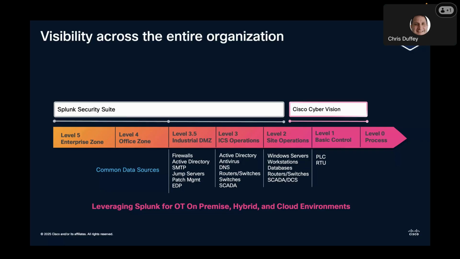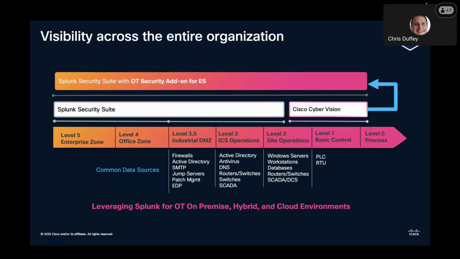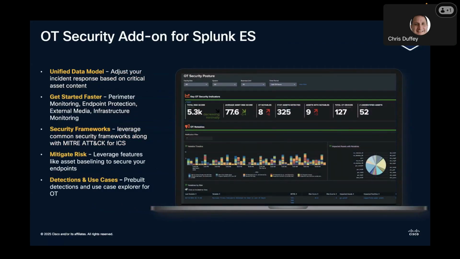We're going to take the best of that security suite and pair it up with Cisco Cyber Vision and the data and insights it provides, and all of that goes into what's called our OT Security Add-on for Enterprise Security, our SIEM. All this data comes into one place. This is valuable if you want to look beyond just the data from Cyber Vision, at your firewalls and your other data sources in the environment. It's all tied together versus focusing on particular aspects like with Cyber Vision. Specifically, it includes a unified data model.